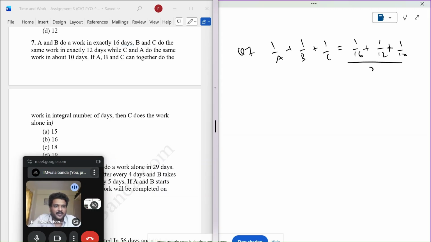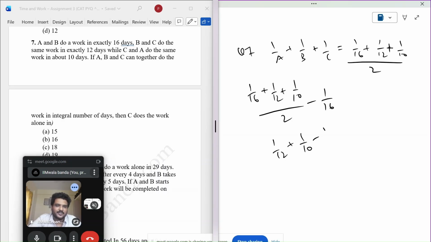And when I add the three equations, it becomes twice, right? So upon 2. And I need to find C. So I'll subtract 1 by A plus 1 by B. So this minus 16 is your answer, right? So this you should write from the question directly, and then we can easily solve it. Let's quickly do it. So this is what? Minus 2 by 16. So 1 by 12 plus 1 by 10 minus 2 by 16 plus 2 by 16. So minus 1 by 16 upon 2.